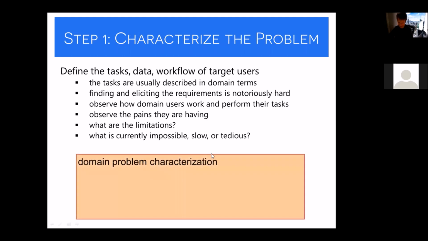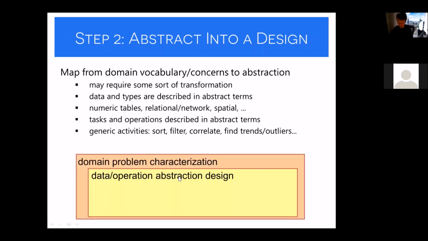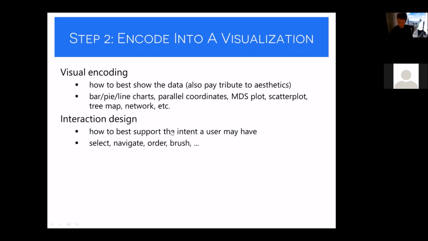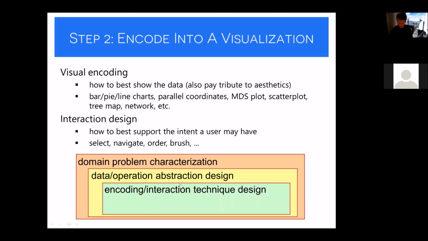First we characterize the problem, then we abstract the data and operations, what they actually do, right? Stuff they do. And then you find a visual encoding, right? How do you best show the data that they have, okay? Do you want to use a bar, pie, line chart, polar coordinates, MDS, scatter plot, tree map, network? How do you show this best? And then how do you best support the intent the user may have, okay? Select, navigate, order, brush. These are selective intents, right? And that basically now is an encoding. Now you come up with an encoding.